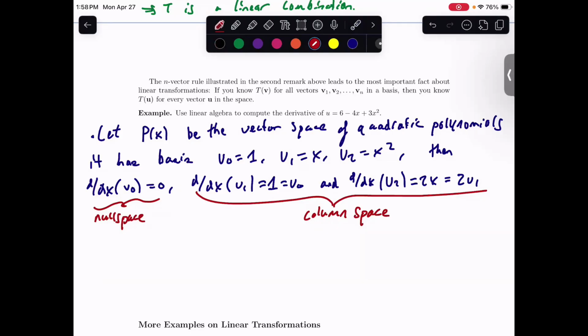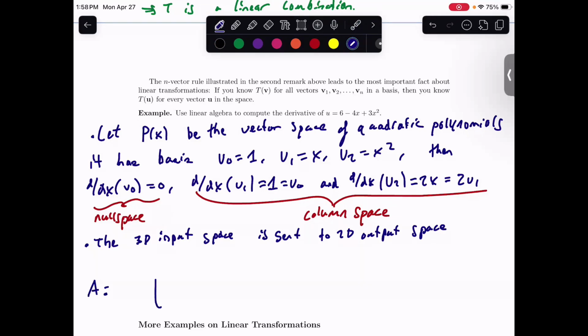So we can say something like the following. We have that the 3D input space, i.e. the quadratic polynomials, is going to be sent to the 2D output space via the following matrix. So we're going to have A. So how to think about this matrix A, and again, this is what we're going to do in the next section, but every column we should associate to one of our basis vectors, so V naught, V1, and V2 up here.